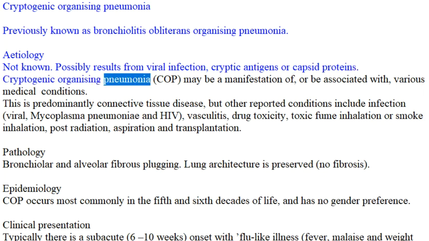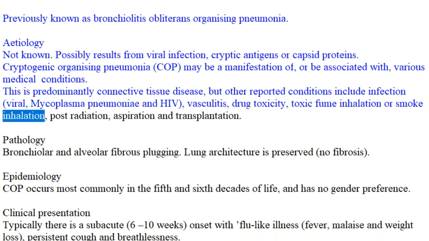Cryptogenic organizing pneumonia, COP, may be a manifestation of, or be associated with, various medical conditions. This is predominantly connective tissue disease, but other reported conditions include infection, viral, Mycoplasma pneumoniae and HIV, vasculitis, drug toxicity, toxic fume inhalation or smoke inhalation, post-radiation, aspiration and transplantation.